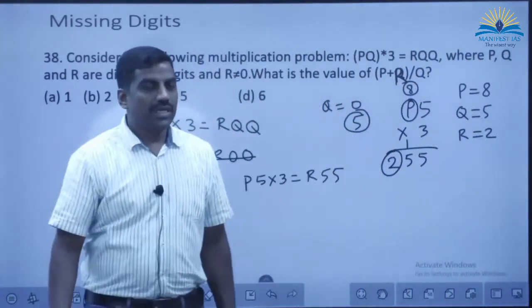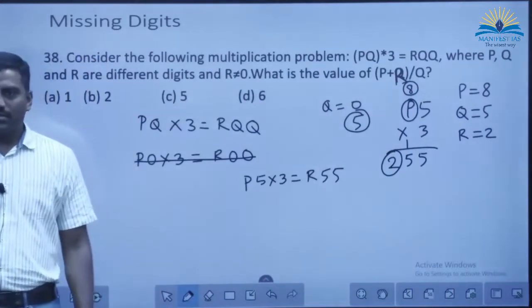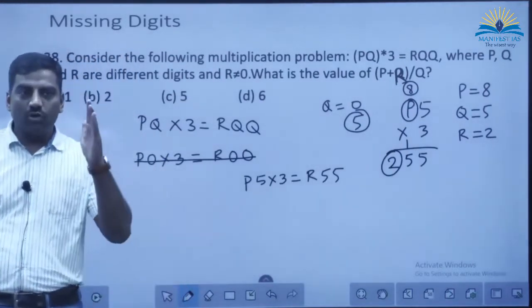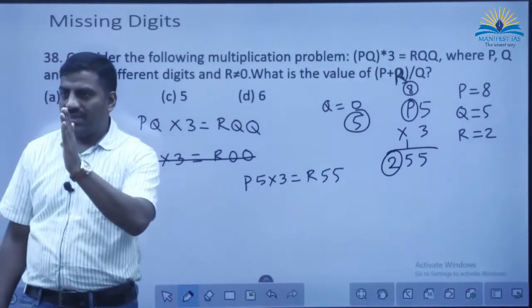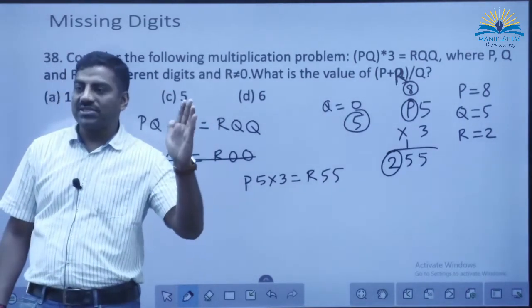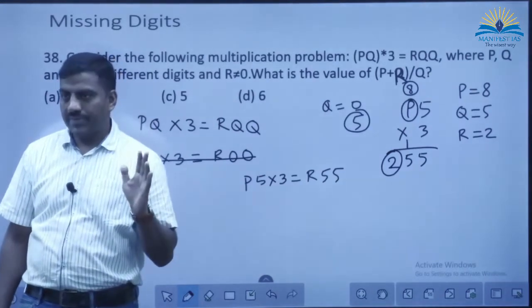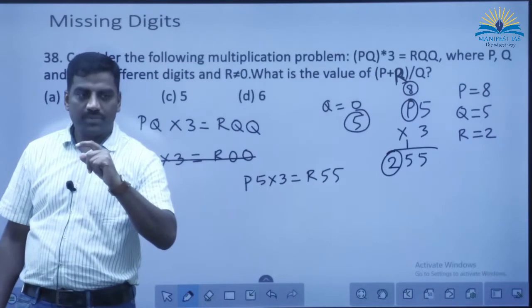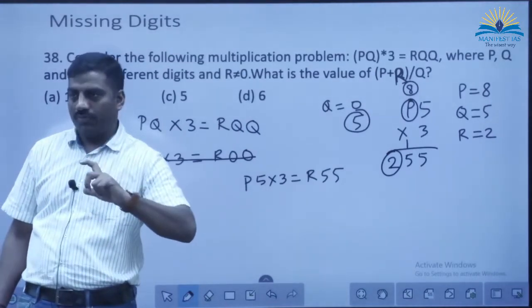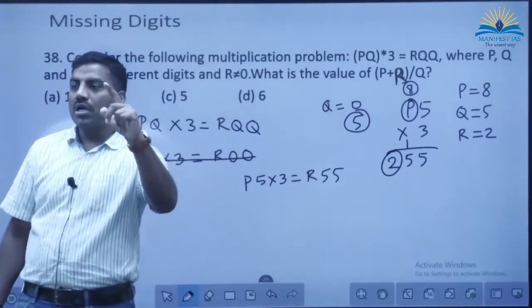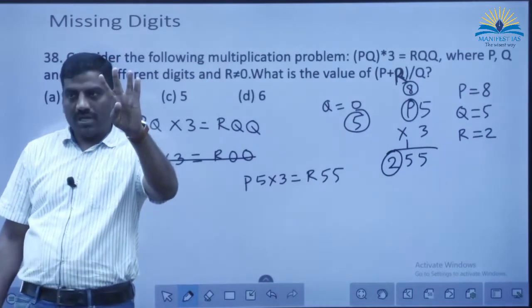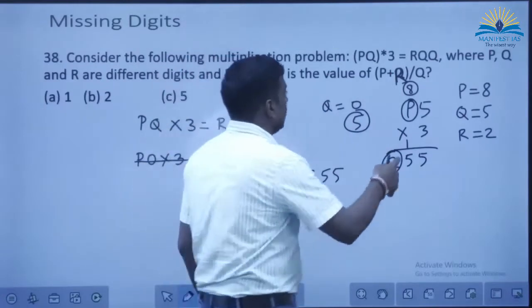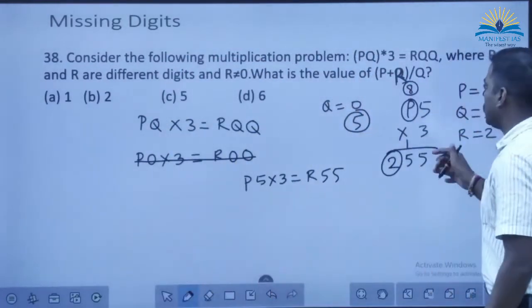It looks very easy, but it has two things. One thing is, when you multiply 3 with one number, the same number has to come as the last digit. So that is 3 5s. Second thing, when you add a carry of 1, again the last digit should be 5. So 3 into what will give you the 4 at the last digit? 3 8s are 24. So P is 8, Q is 5, and R is 2.